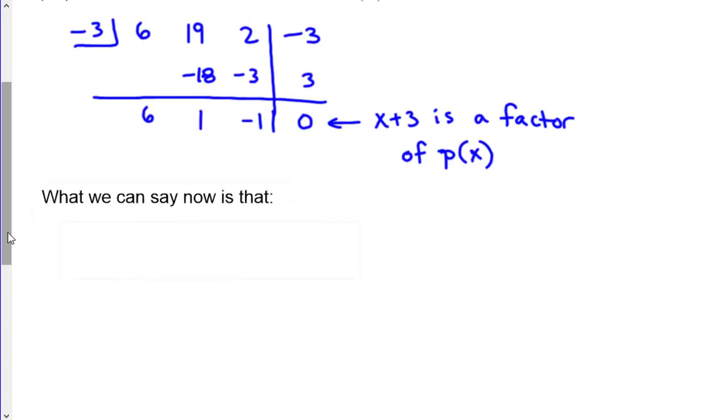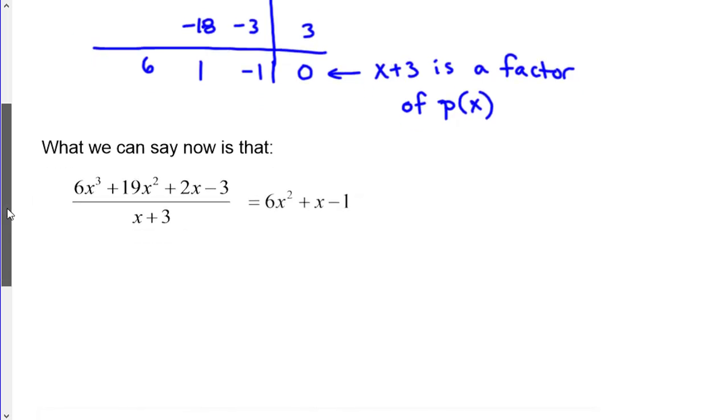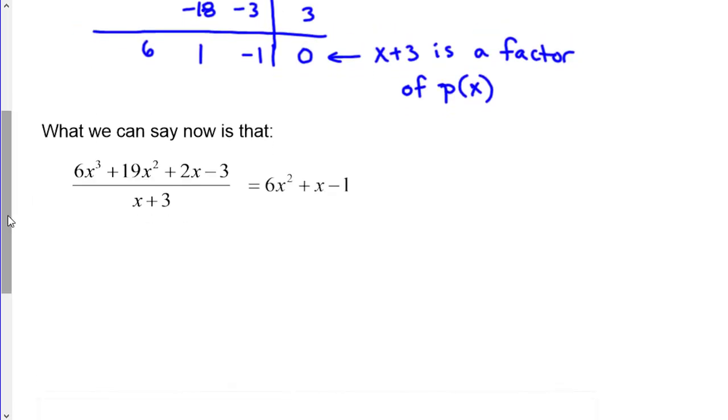What we can say now is, okay, so we've taken the polynomial 6x cubed plus 19x squared plus 2x minus 3, and we divided it by x plus 3. So that was the, that we did synthetic division. That's what that means to do. And if we take these coefficients, that gives us a resulting polynomial, and there was no remainder. So we can say that this evaluates to 6x squared plus x minus 1.